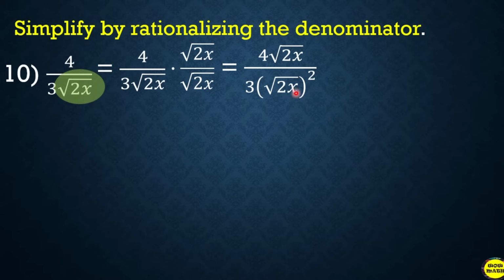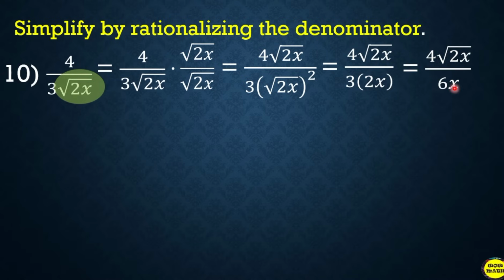Okay, the square root of 2x squared. So, magiging ano yan? 4 times square root of 2x, that 3 times 2x. Okay? So, 3 times 2x, that is 6x. And then ito, pwede natin i-lowest term. Tama? So, pwede natin to i-lowest term. So, therefore, that is 2 square root of 2x over 3x.